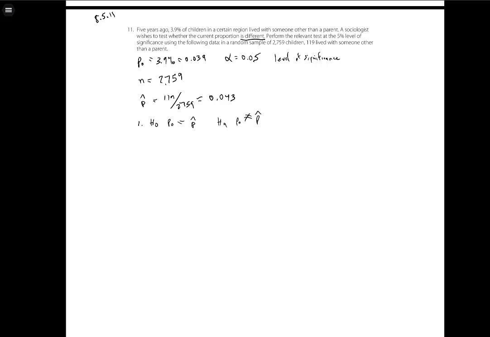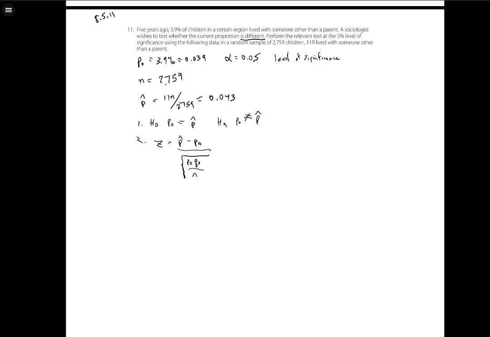All right, so second is determining the test statistic. In this case, we're looking at proportions. We look in the proportion section, and we have Z as our test statistic: the sample proportion minus the null hypothesis proportion, divided by the square root of the null proportion times 1 minus the null proportion, or q null, over n.